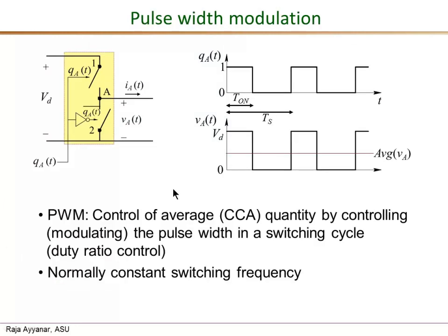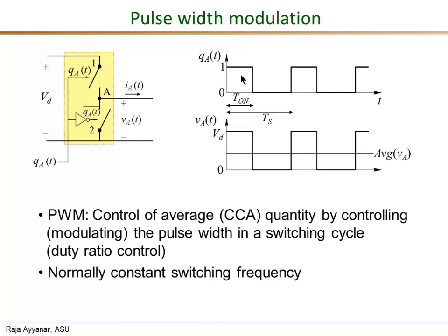So with this background, it is easy to understand the concept of pulse width modulation, PWM, or pulse width control in DC-DC converters. It is the process of controlling the average value of a quantity, in this case the output voltage of the bi-positional switch, by controlling the pulse width in a constant switching period. That is called pulse width modulation.